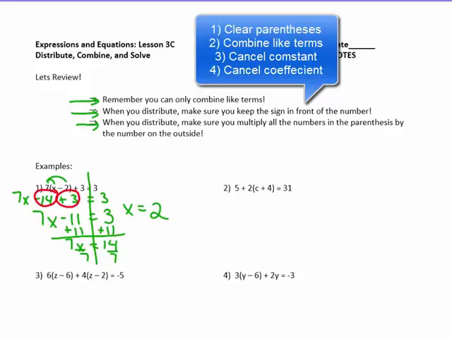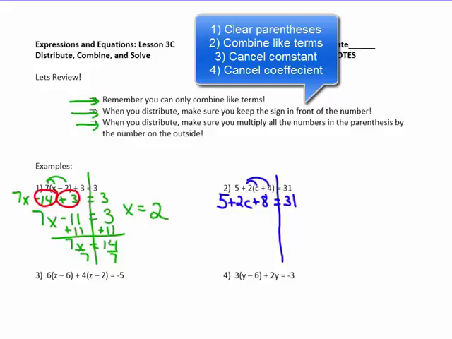Okay. Number 2. Now here's one thing that people do. They want to sit here and combine the 5 and the 2 first, and then distribute. You have to distribute first. So the 5 gets copied over, and I'm going to multiply just the 2. So 2 times c is 2c, plus 2 times 4 is 8, and that gives me equals 31.